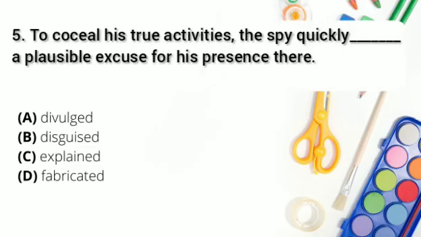Number 5 is another repeated item. To conceal his true activities, the spy quickly dashed a plausible excuse for his presence there. The answer for this one is D, fabricated.